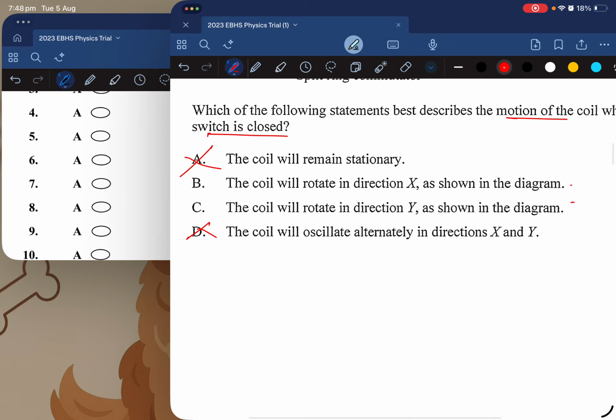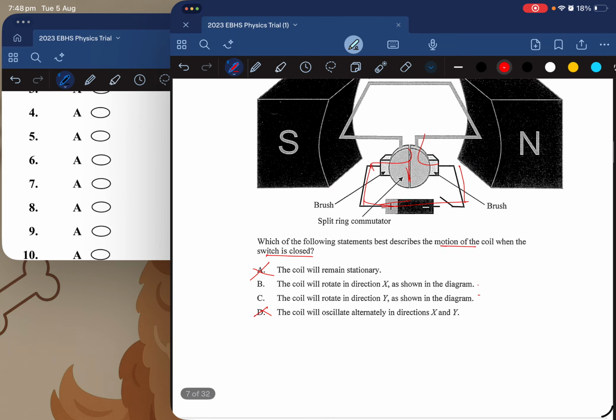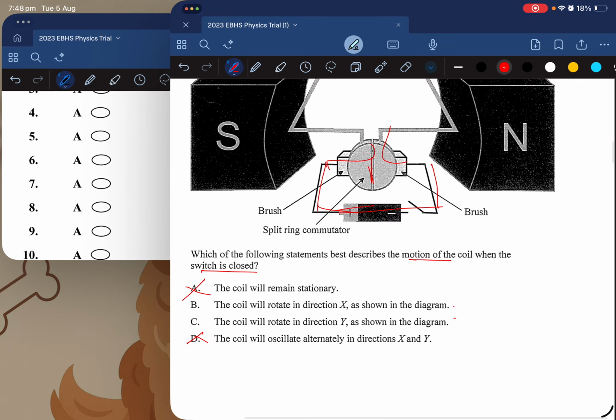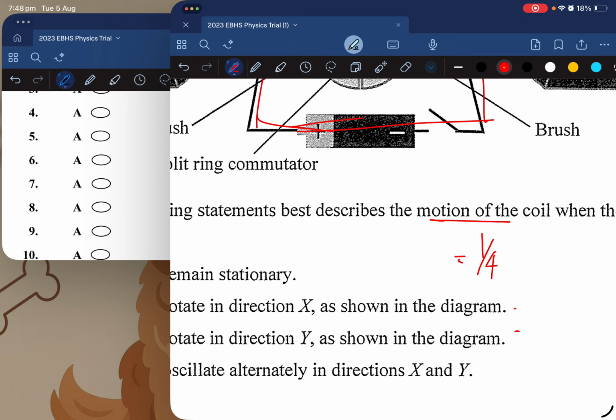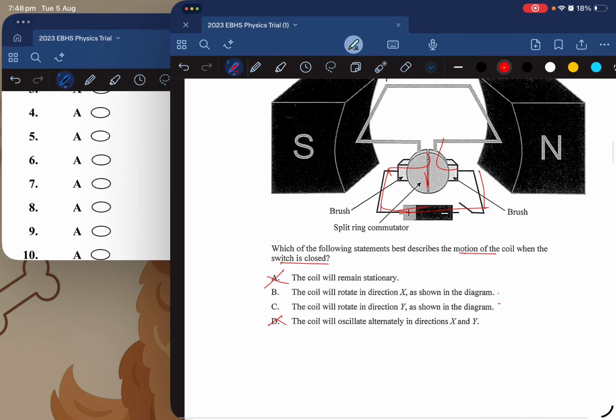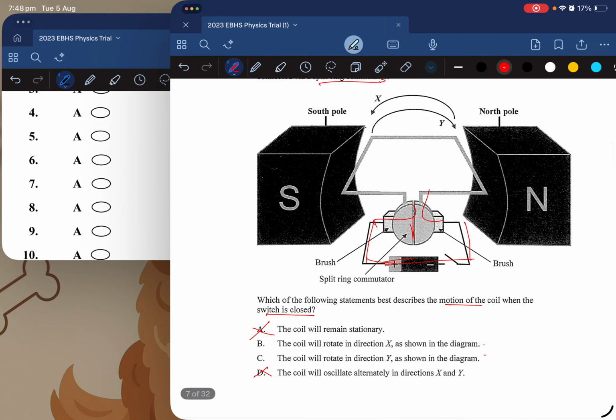So the coil will rotate in the direction X as shown in the diagram, and now we have to make a logical choice, right? Initially I had chances 1 in 4 of getting the question right. Now it's 1/2. Great odds. It's like, okay, so the coil will flip in the direction X. Well, let's see.